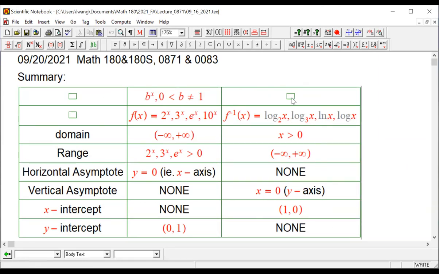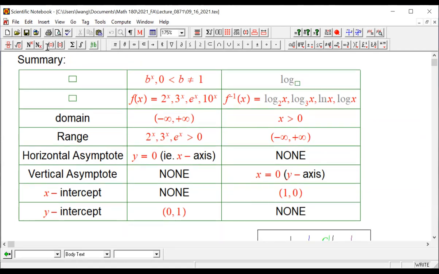And for logarithm, what is the general form? It's log base b of x, where b satisfies the same description. And these are the examples. And what is going to be used the most? The one you're going to use the most is e and ln.